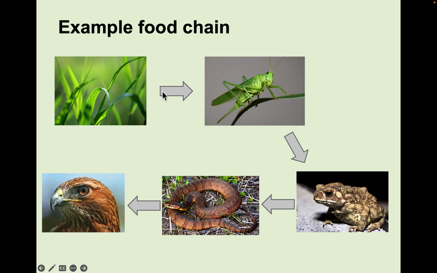The arrow is showing us the direction that energy is moving. Energy moves from grass to grasshopper, from grasshopper to frog, from frog to snake, from snake to hawk. Or you can think of it like who's going to end up in whose mouth. The grass is going to end up in the grasshopper's mouth.